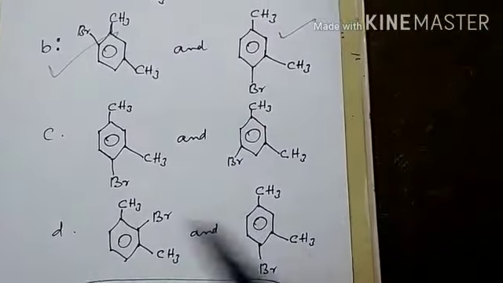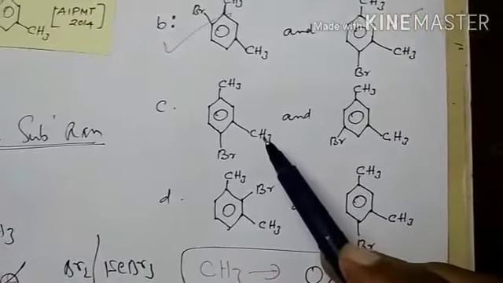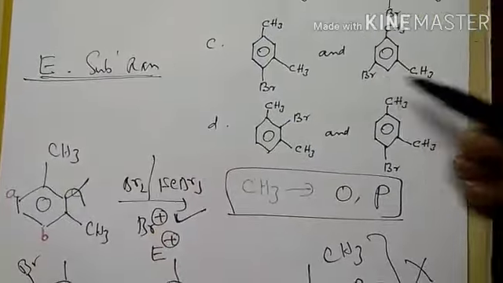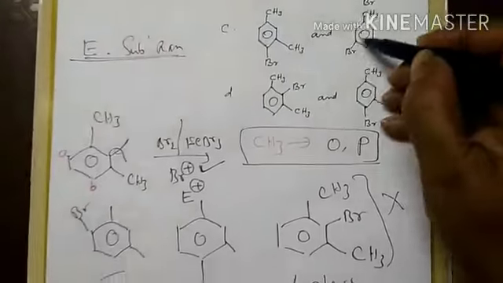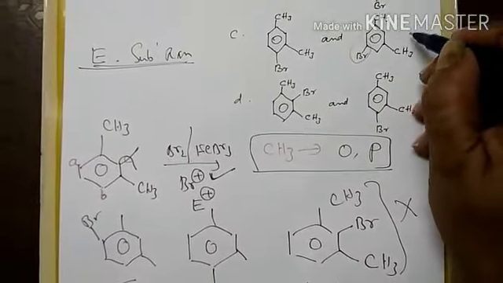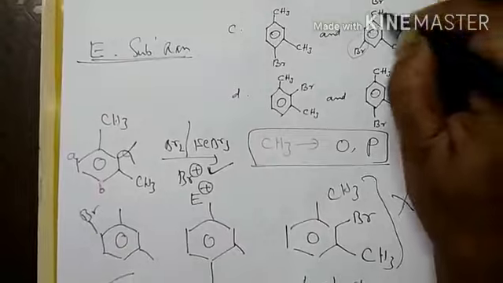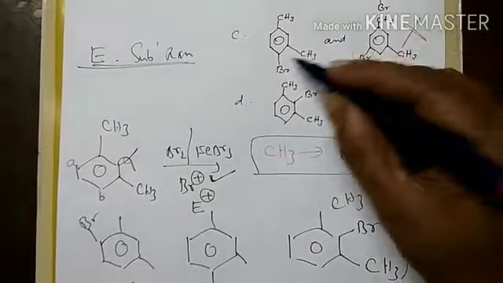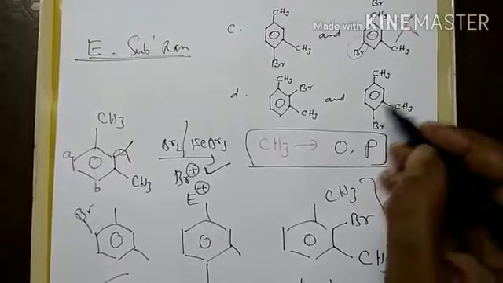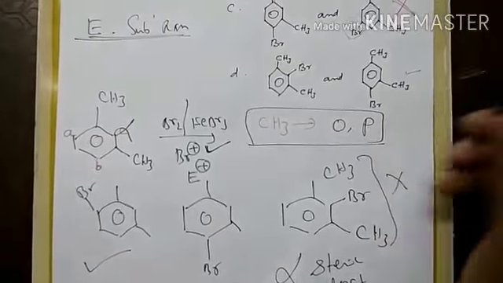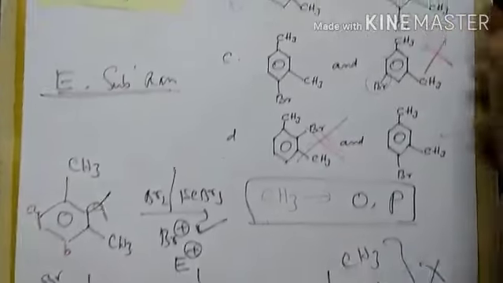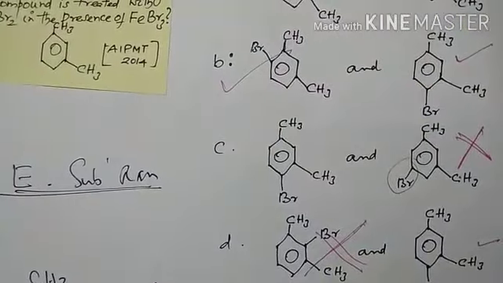Now let us come here. This one you can see is favored. What about this? This one you can see, it is meta for both. This is meta, which is not at all possible in this category. So this is not favoring. So this option is not correct. In this place, this is okay, but because of stability it is not stable. So like that you can eliminate and get the answer.